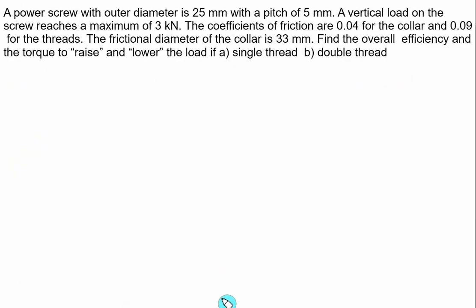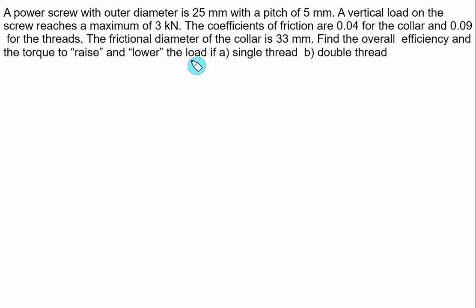We'll take here one practice numerical in which we want to calculate the torque required to raise or lower the load in case of single thread and double thread. In addition, we want to compare the overall efficiency for single thread and double thread. We have one power screw with an outer diameter of 25 mm with a pitch equal to 5 mm. A vertical load on the screw reaches a maximum value of 3 kN. Coefficient of friction is 0.04 for the collar and 0.09 for the thread. So this data is common to both single thread as well as double thread.